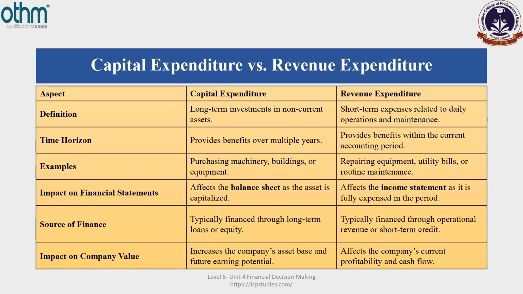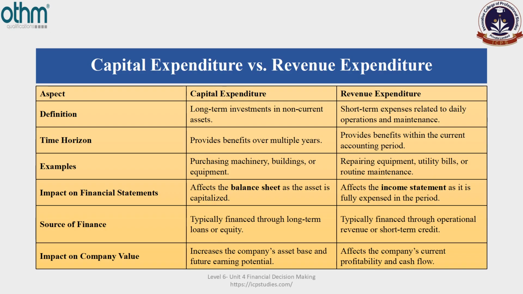The capital expenditure always provides benefits over multiple years, and revenue expenditure provides benefit within the current accounting period. The capital expenditure means purchasing inventory, buildings, or equipment. The revenue expenditure means repairing the equipment, utility bills, or routine maintenance. If we talk about capital expenditure, then it affects the balance sheet as the asset is capitalized. And if we talk about revenue expenditure, then it affects the income statement as it is fully expensed in the period.